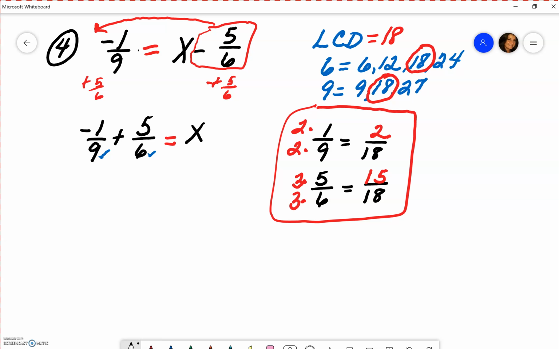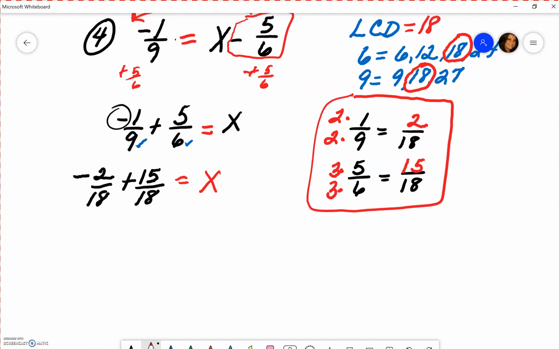So I'm going to use those over here. Don't forget your negative because originally there's a negative. So negative 2 over 18. And we're going to add that to 15 over 18. And that's all equal to x. All right, so now we can see that they have the same denominator. So we're going to write it as one fraction as negative 2 plus 15 over 18. And that is equal to x.